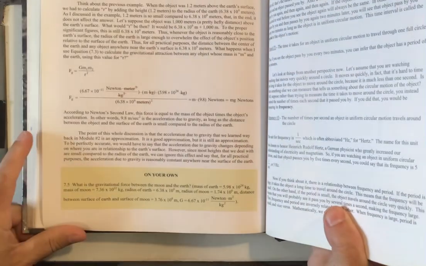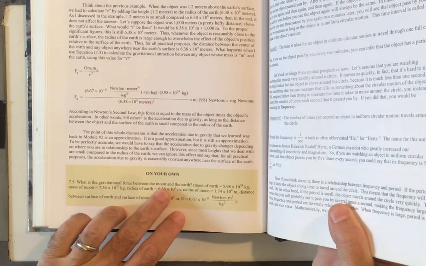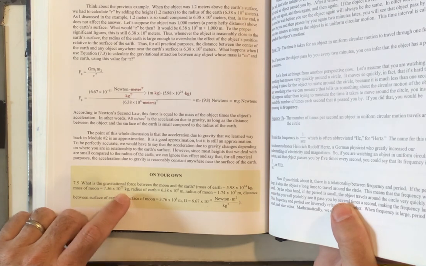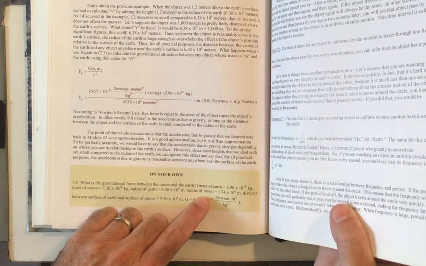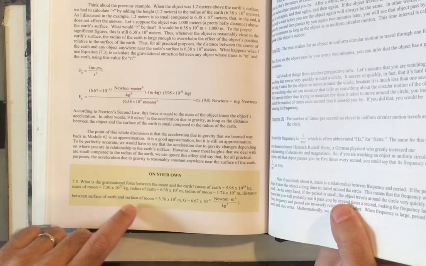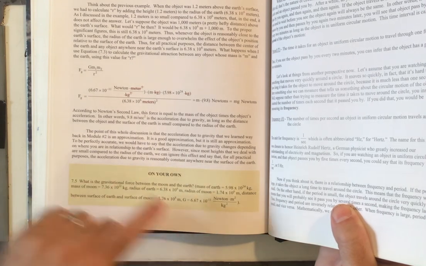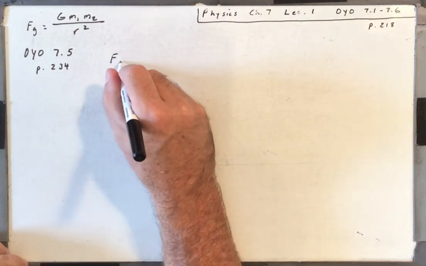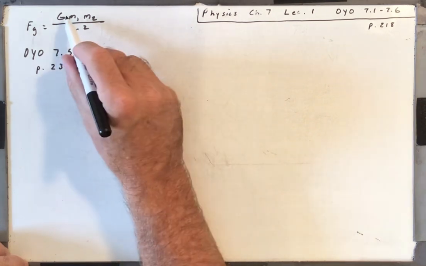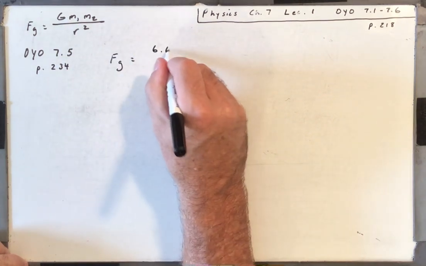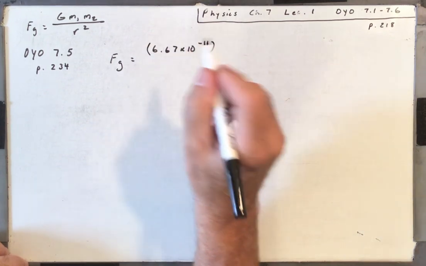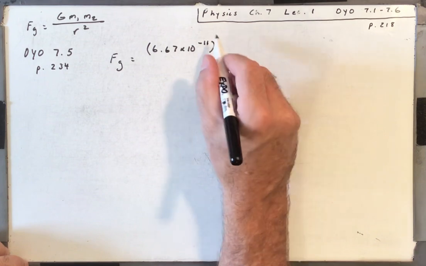So that problem says, what is the gravitational force between the moon and the earth? It gives us the mass of the earth, the mass of the moon, the radius of the earth, the radius of the moon, and the distance between the surface of the earth and the surface of the moon. All right, and we're also given big G. Okay. So this is just a lot of big numbers. F sub g is equal to G, 6.67 times 10 to the minus 11. I'm not going to clutter this up with all those units, but it's Newton meter squared per kilogram squared.